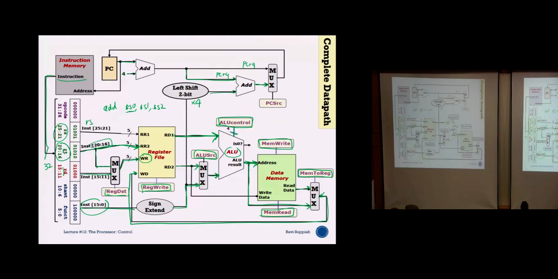So this PC source will then need to make a decision, correct, between 0 or 1, depending on whether I am executing a normal instruction or whether I'm executing a branch instruction and the branch is supposed to be taken.